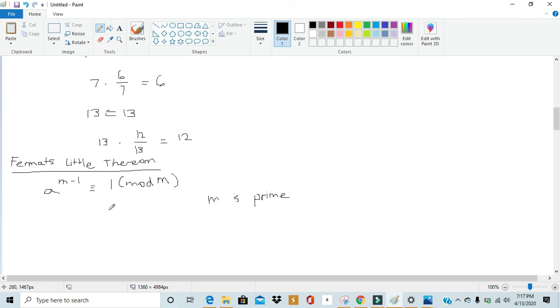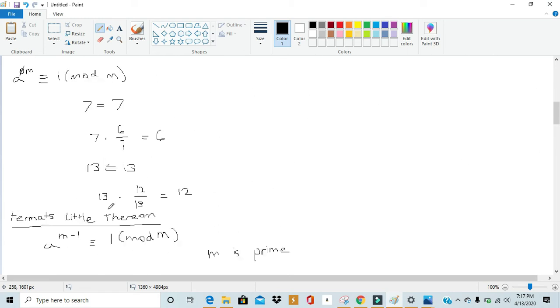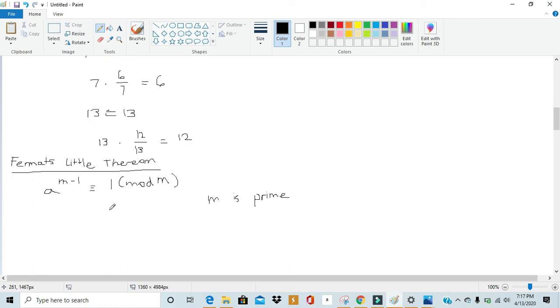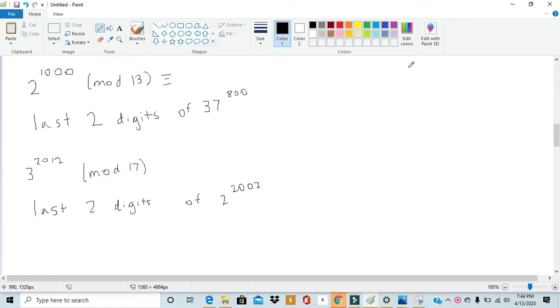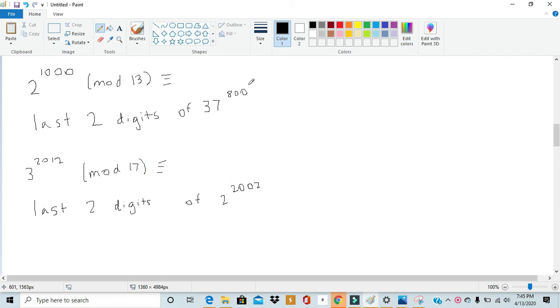Let's do some practice problems applying either Euler's Totient theorem or Fermat's little theorem. Here are my 4 practice problems. What is 2 to the 1000 mod 13? What are the last 2 digits of 37 to the 800? What is 3 to the 2012 mod 17? And what are the last 2 digits of 2002? Take a minute to try these problems by yourself. Then once you have answers, come back and we'll discuss the solutions.